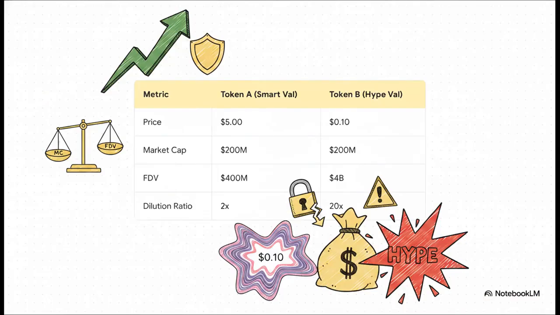Okay, let's finally solve the mystery from the beginning. Take a look at this chart. Look at token B. It's only 10 cents. It looks so cheap, right? But look at its FDV, $4 billion. Now look over at token A. It's $5 a pop, but its FDV is only 400 million. They have the exact same market cap right now, but token B is secretly valued 10 times higher and is carrying a mountain of dilution risk. That cheap 10-cent price, it's a total illusion. It's hiding a crazy high valuation.